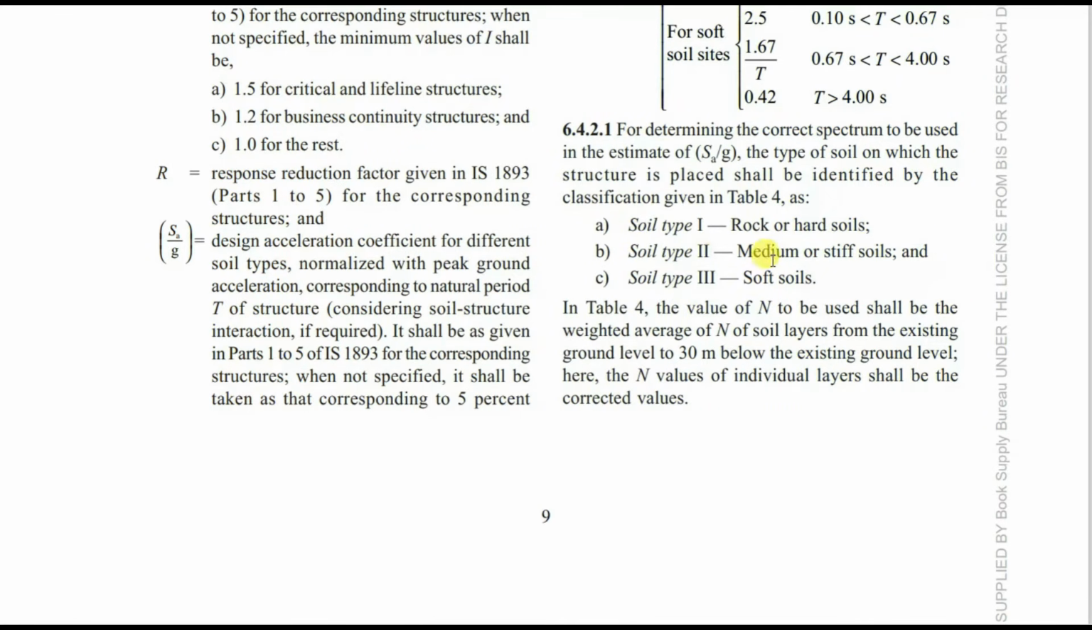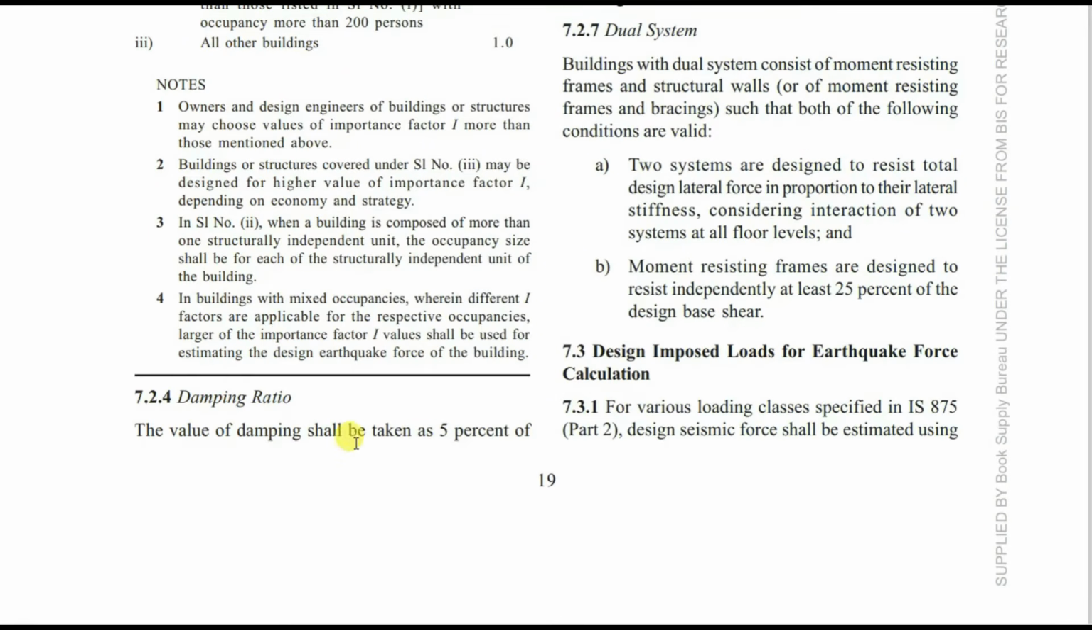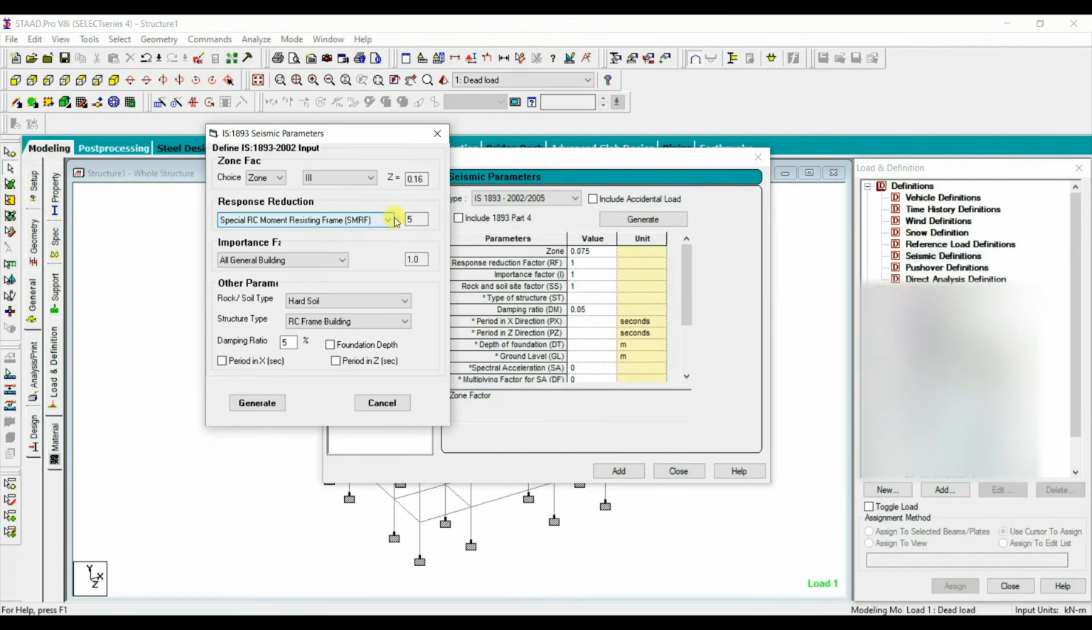So this is used for calculating the SA by G value. However, we are going to give the value. The STAAD will automatically calculate the SA by G value. Damping ratio is 5%. So let's enter the values here. Response reduction factor is 5 and our importance factor is 1.